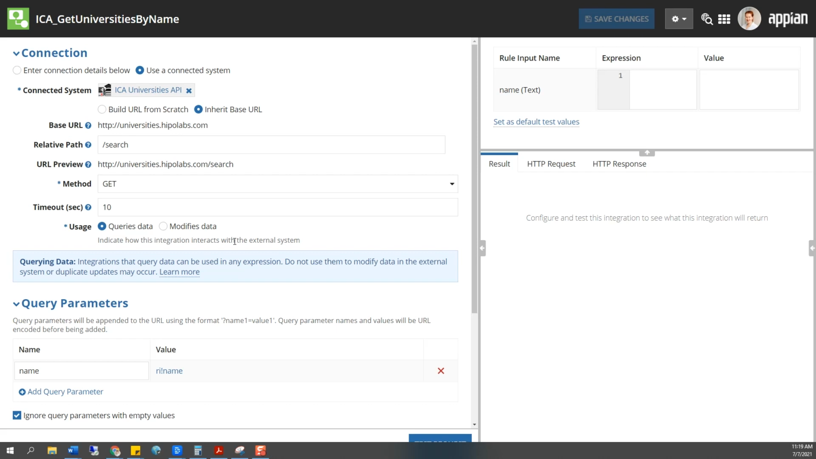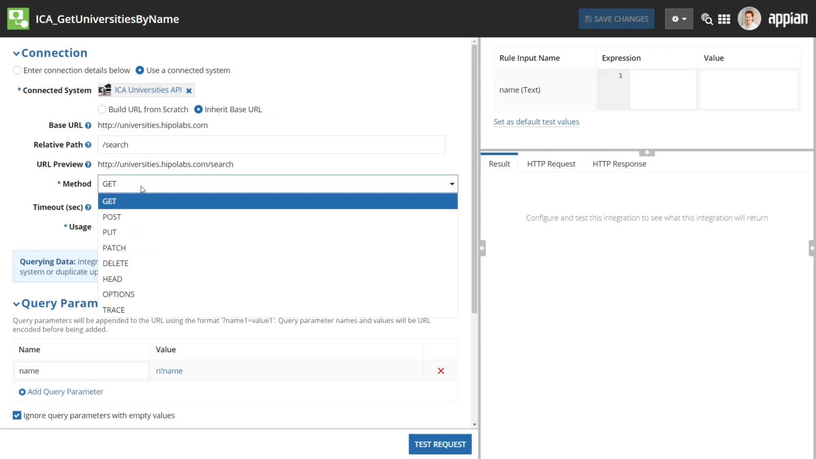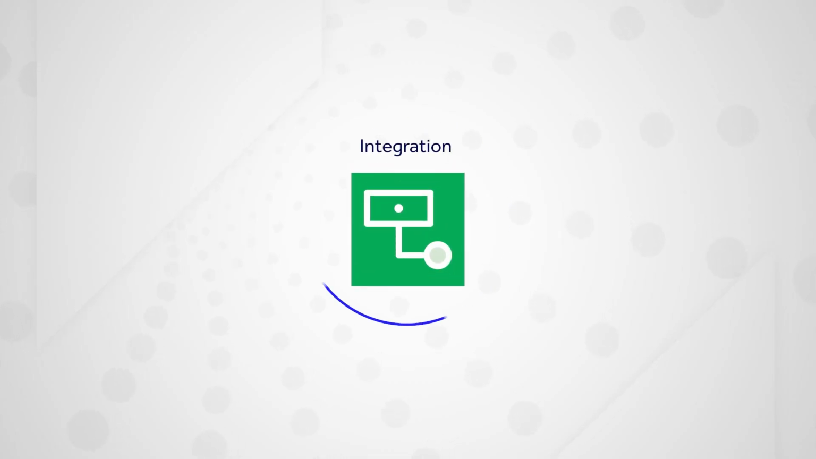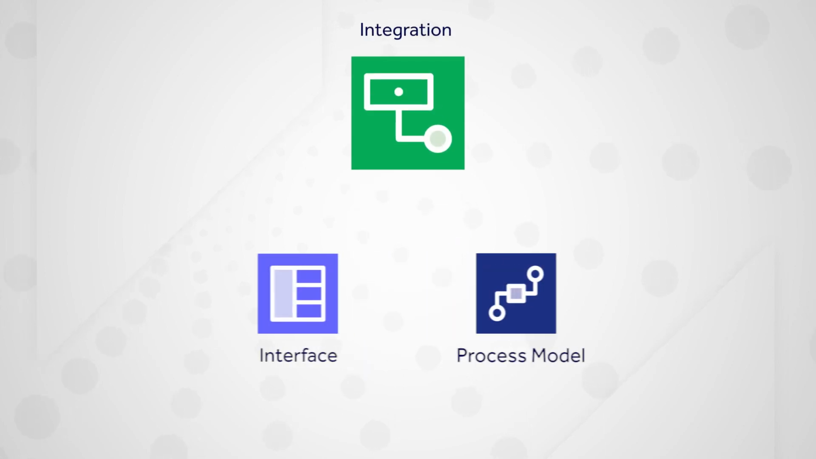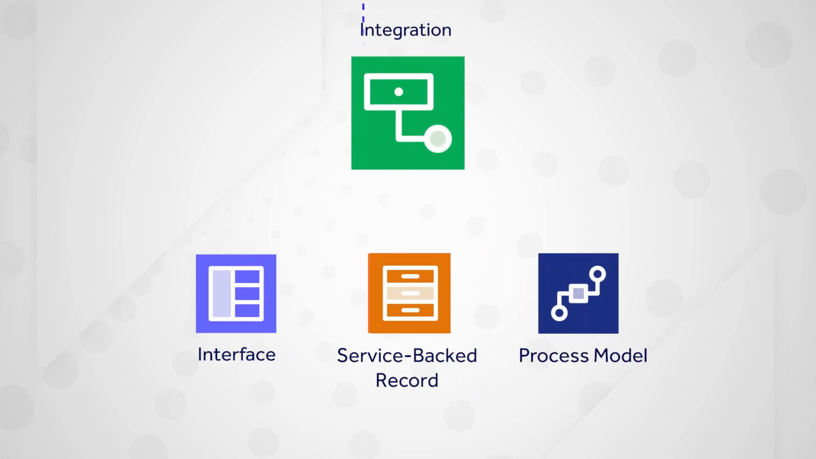After you have a connected system, the next step is to create an integration object. This object will help you to integrate with a specific operation or endpoint in the external system. If you want Appian to obtain information from an external system, you will use the get method. If you want Appian to be able to send information to an external system, you will use a post method. Once you have a configured integration, you can use it to call web services from interfaces, process models, and even service-backed records.